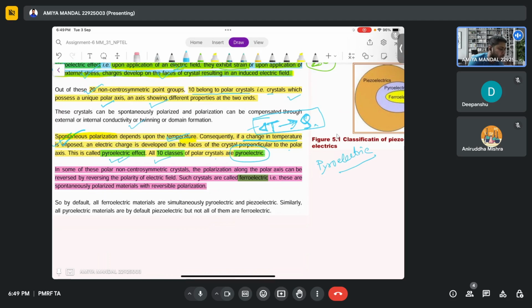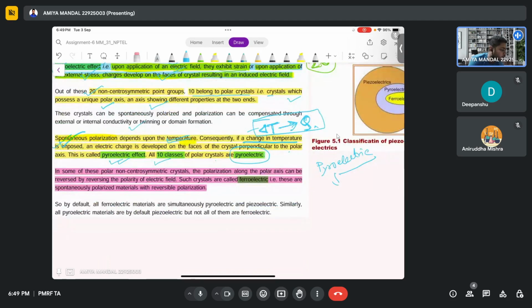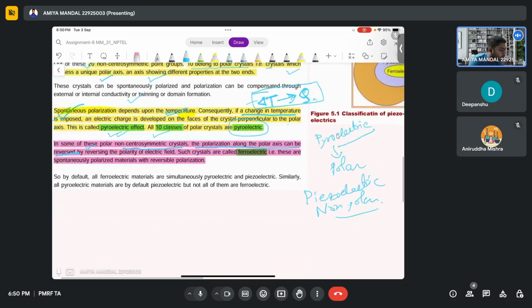This is non-polar and this is polar, but piezoelectric crystals can be non-polar. In some of these polar non-centrosymmetric crystals, the polarization along the axis can be reversed.